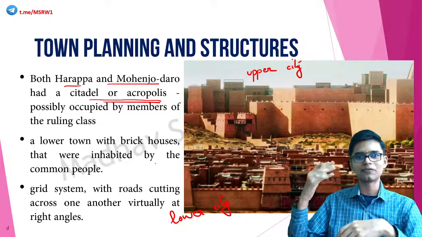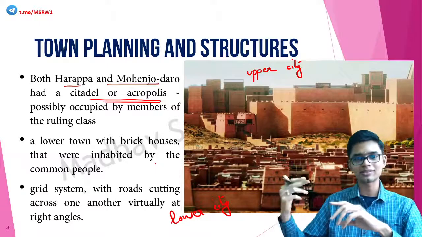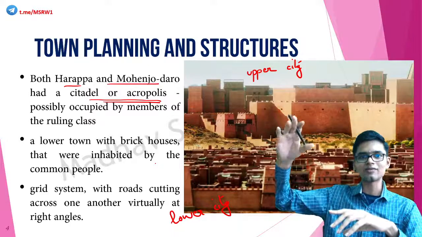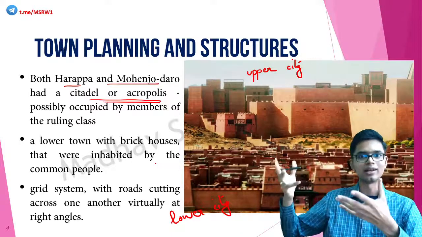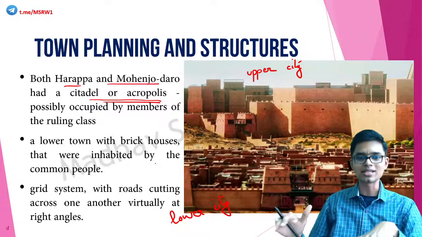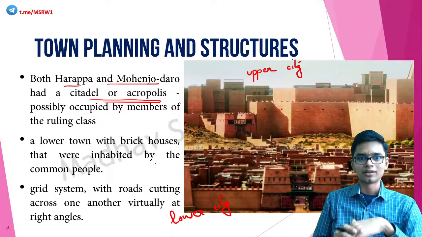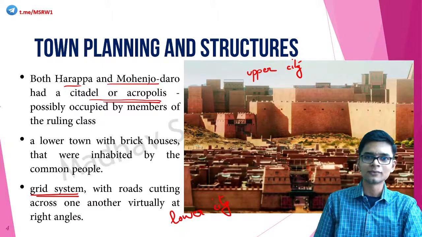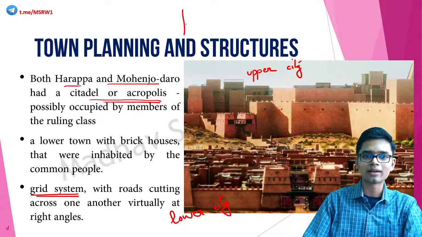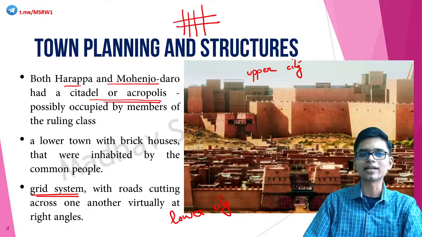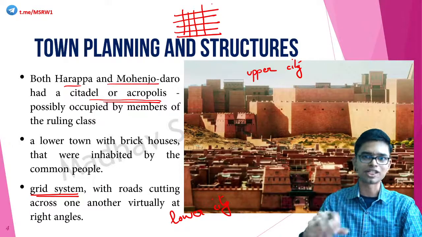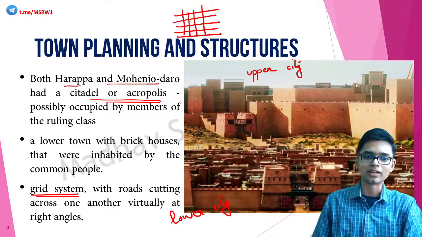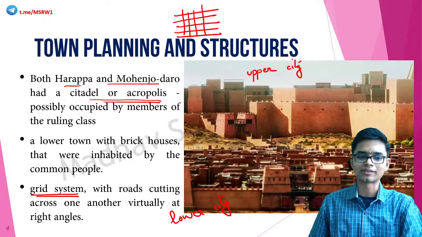Okay, again think about that film, try to relate with that film. There are plenty of inaccuracies in that film, but still in these factors you can always relate to it. There is that citadel where all the influential sections lived, and there is this lower city where the common people lived. And the whole thing is arranged in a grid system. What is a grid system? Grid system means parallel lines interconnecting each other. So this is basically a grid, right? You know this grid from your graph sheet. So Harappan cities were arranged in a grid system with the roads cutting across one another at right angles.